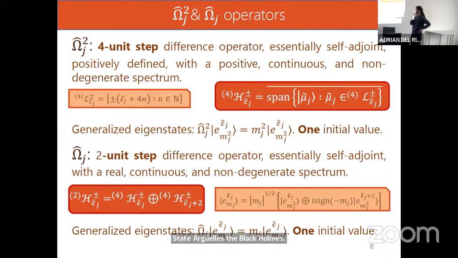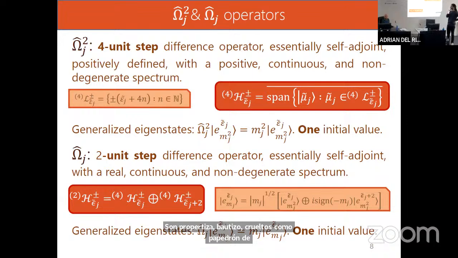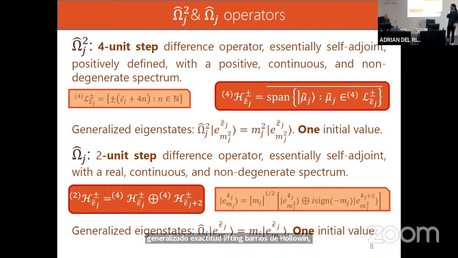Omega_j squared is a 4-unit step difference operator, essentially self-adjoint, and positively defined. Its spectrum is positive, continuous, and non-degenerate. Its action leaves invariant the following superselected Hilbert subspace. Its eigenvalue equation is given below, where m_j squared are the eigenvalues, and the eigenstates can be computed from one initial datum. Omega_j is a 2-unit step difference operator and essentially self-adjoint.